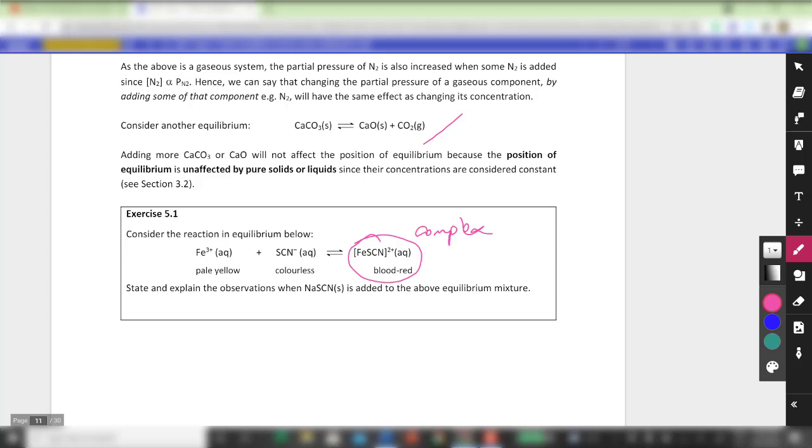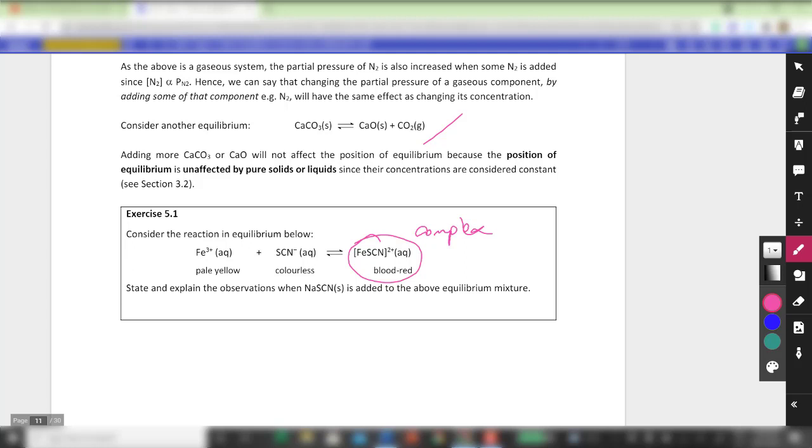Why is that the case? Because when I add sodium thiocyanate in, the amount of thiocyanate in the system increases, so you can say the concentration increases. This is the stress, or the change, being introduced to the system. In order to re-establish the equilibrium, I have to reduce that stress or change. So I have to react some of the thiocyanate away. In order to react them away, iron 3 has to come in to react with it. So when iron 3 comes in, I will form more blood red complex. So the position of equilibrium will shift to the right.